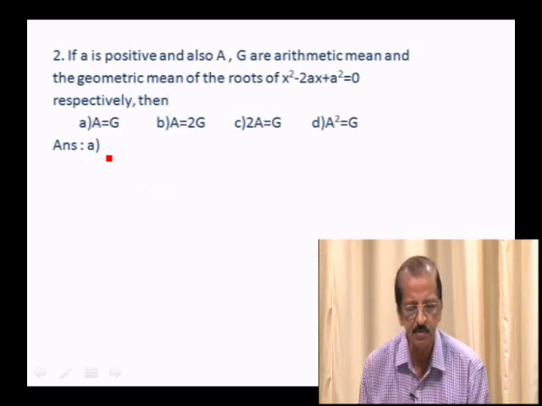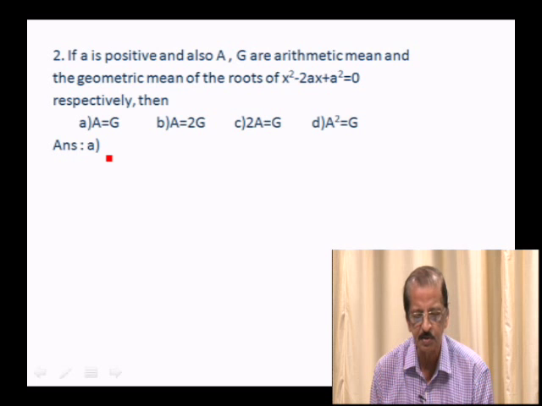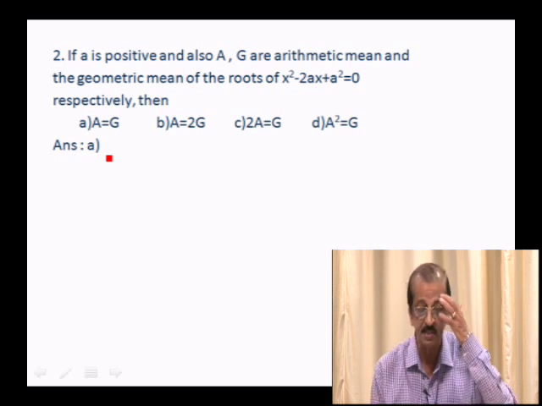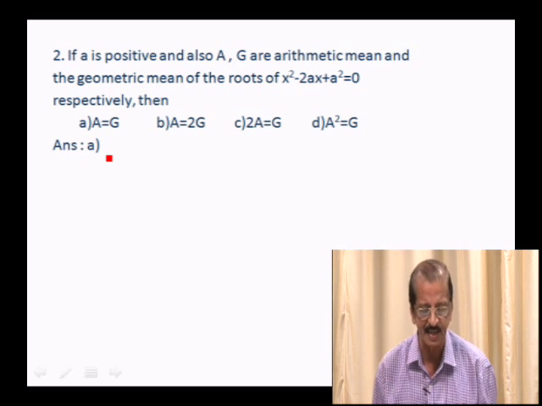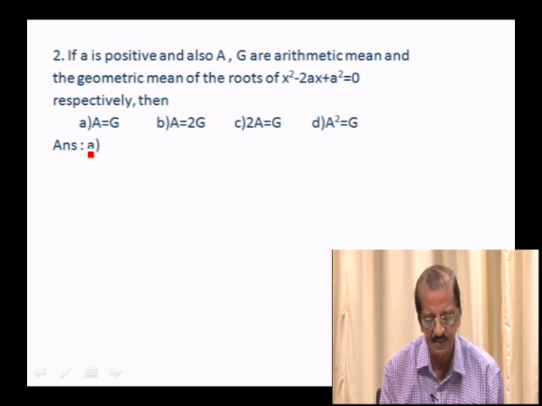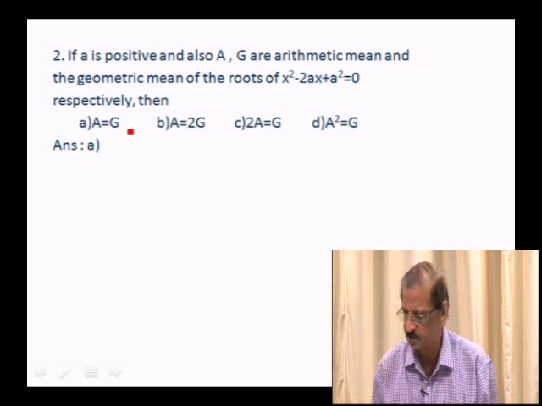If a is positive, and capital A and G are the arithmetic mean and geometric mean of the roots of x square minus 2ax plus a square is equal to 0 respectively, then what is the relationship between A and G asked. So, we find that the relation is A equals G. Let us work out this problem.